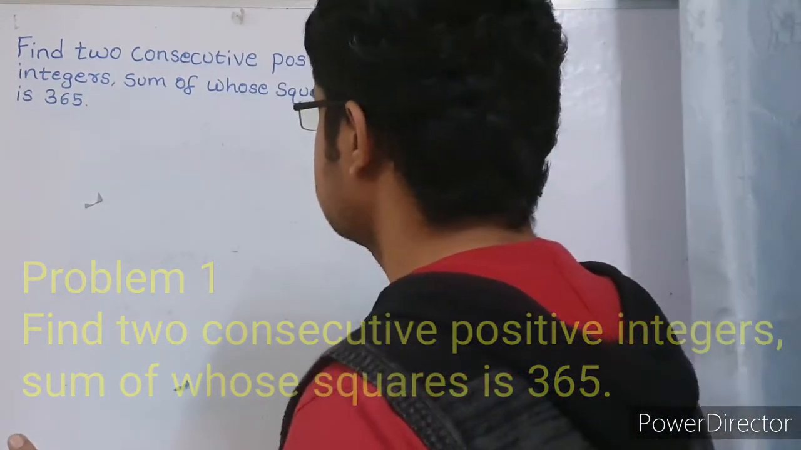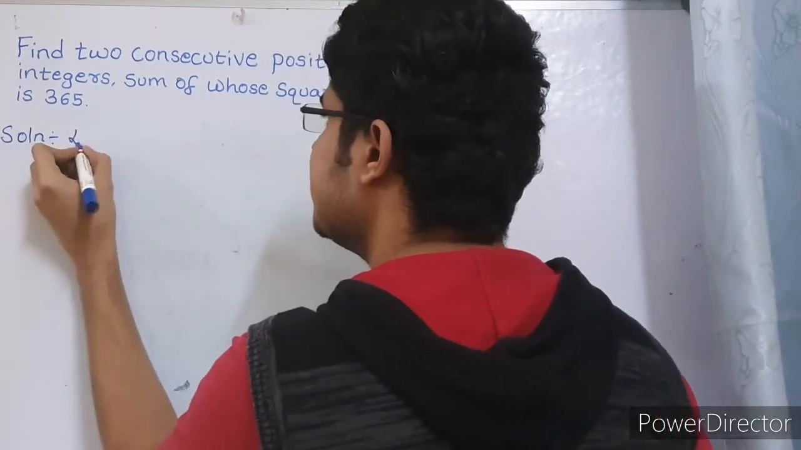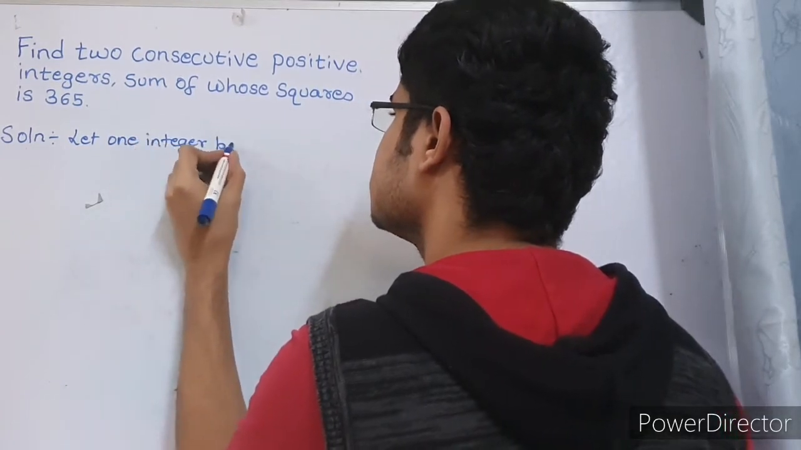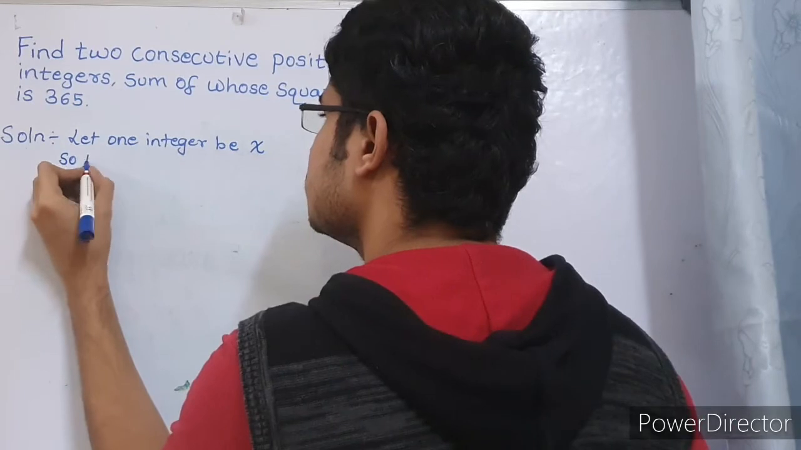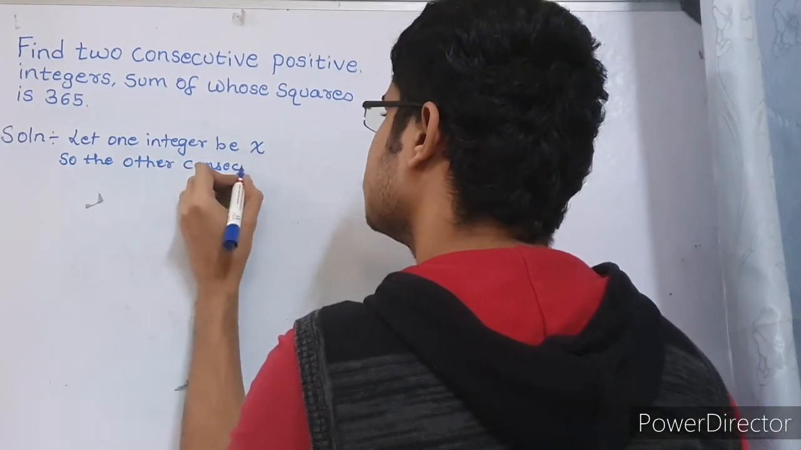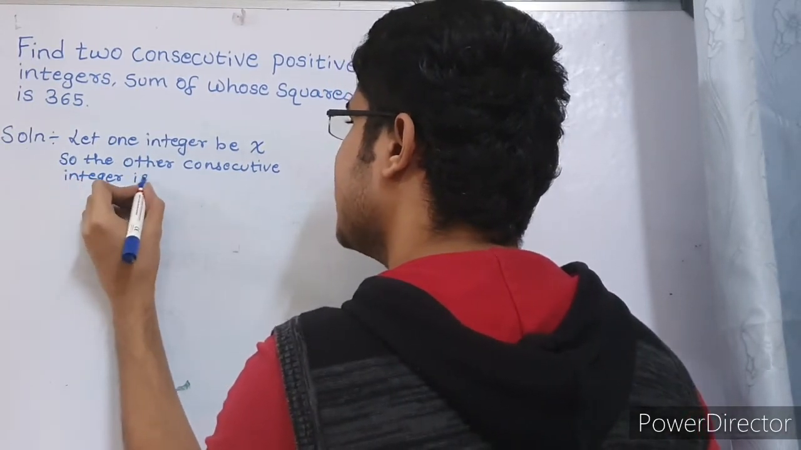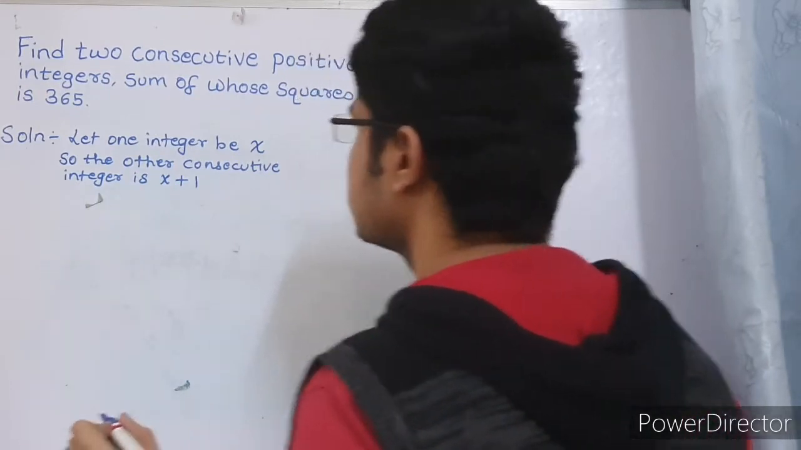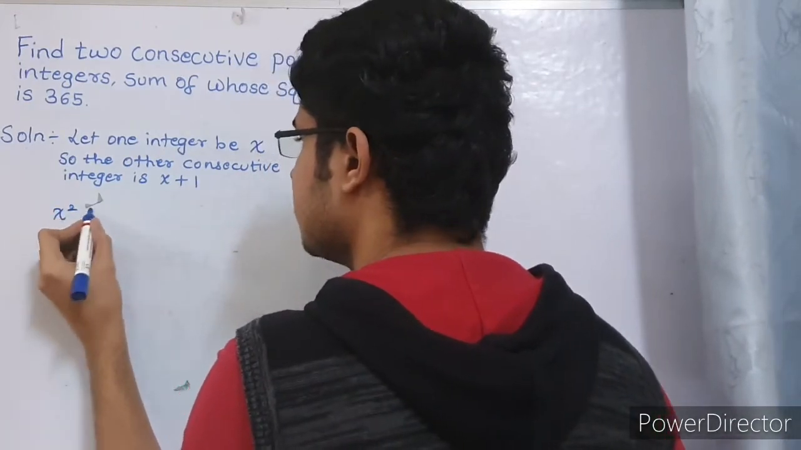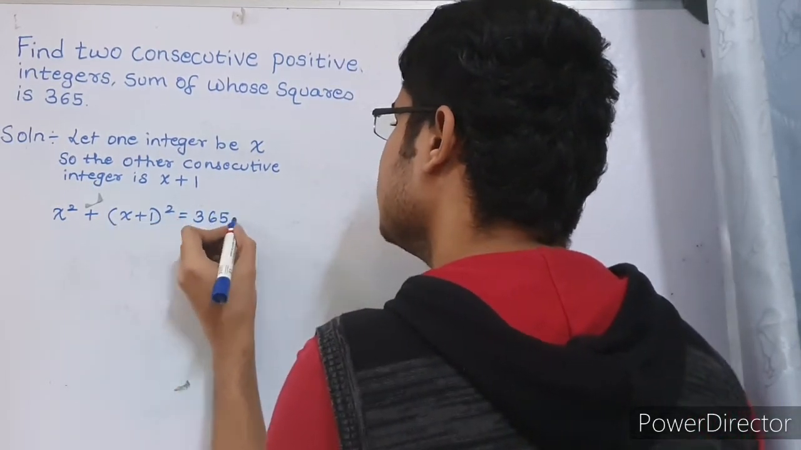Find two consecutive integers, sum of whose squares is 365. So I will go to the solution directly. Let one integer be x. So the other consecutive integer is x plus 1, because the difference will be 1. Now what they have given me, sum of whose squares is 365. So the sum of the squares is 365. I will call this equation 1.